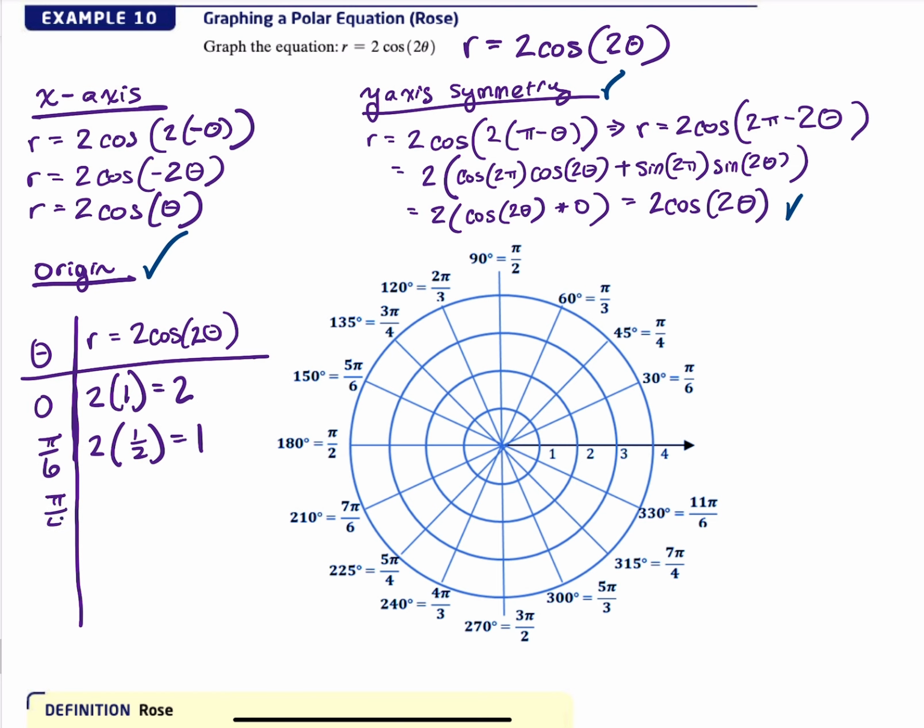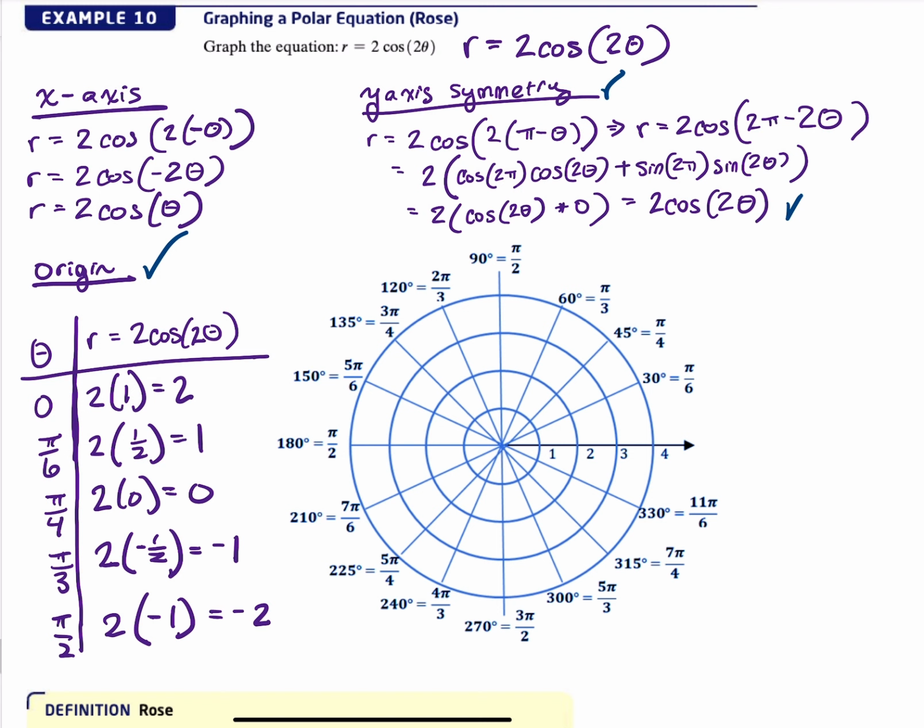Then pi over 4. Pi over 4 times 2 is pi over 2. So really this is 2 times the cosine of pi over 2, which is 0. So we get 0 here. Then pi over 3. 2 times that would be 2 pi over 3. So 2 times the cosine of 2 pi over 3, which is negative 1/2. That'll be -1. And then pi over 2, 2 times that is pi. So 2 times the cosine of pi, which is -1. So we get -2.